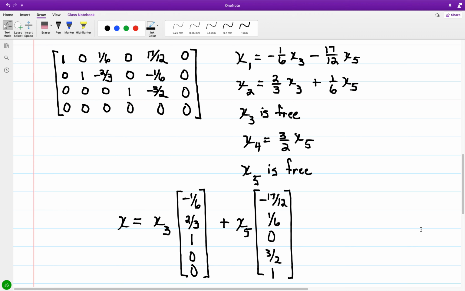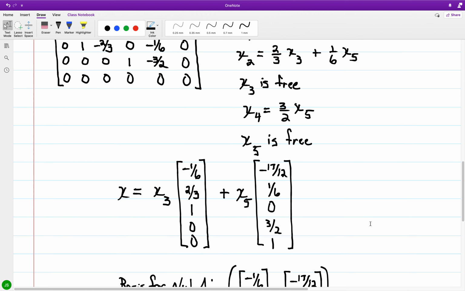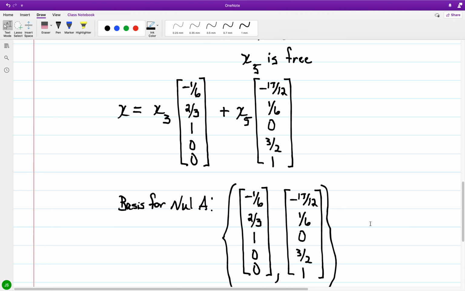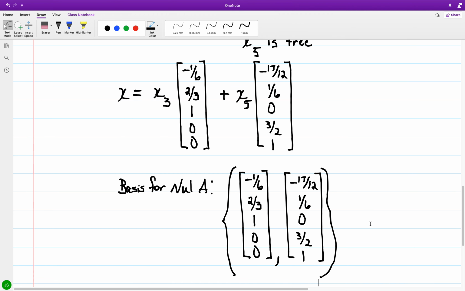Now for x of 5, we have negative 17/12 from x of 1, and 1/6 from x of 2. Again, we have 0 for x of 3 since there is nothing there. We have 3 halves corresponding to x of 4, and x of 5 is free, so we can insert 1. Those two vectors will be the basis for the null space of the matrix.